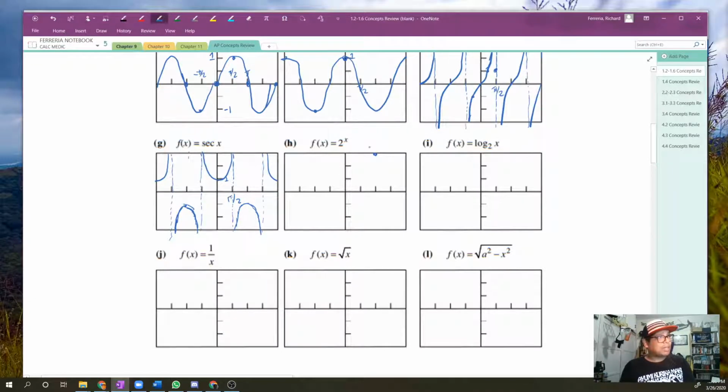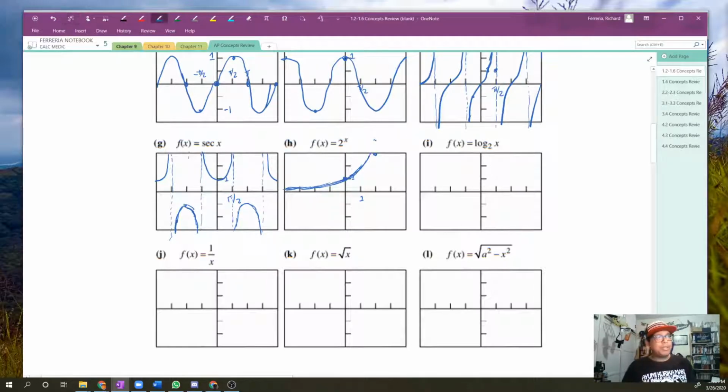2 to the x, let's do that one. 2 to the x when x equals 0, 2 to the x equals 1. When x equals 2, 2 to the x equals 4. So that's already off of the charts over here. 1, 2, 3, 4 would be right about here. So 2 to the x looks similar to this. Exponential growth, they all have the same shape. They all have that ski jump shape, as I like to say.